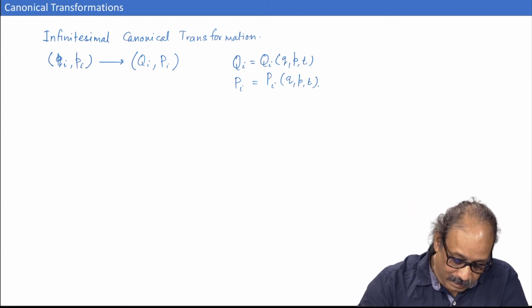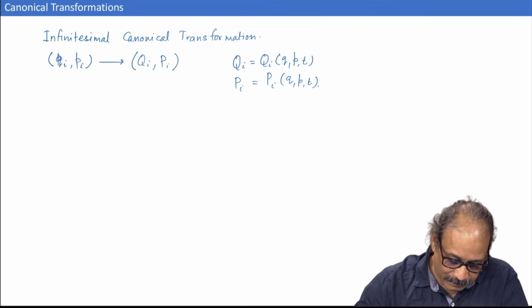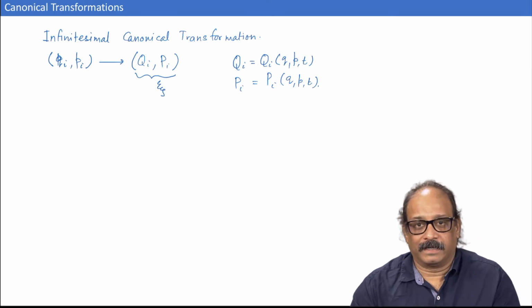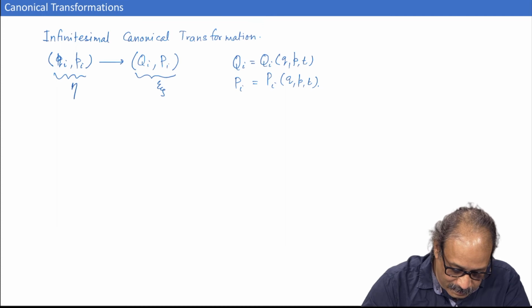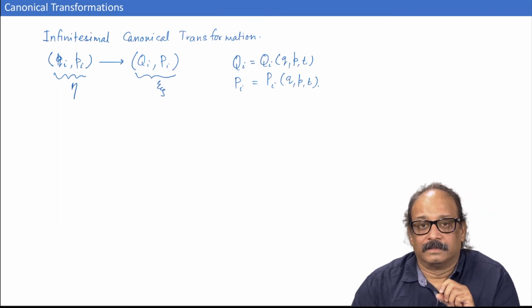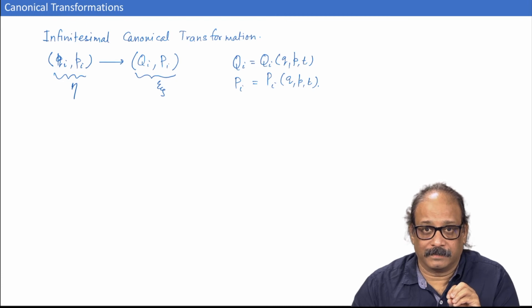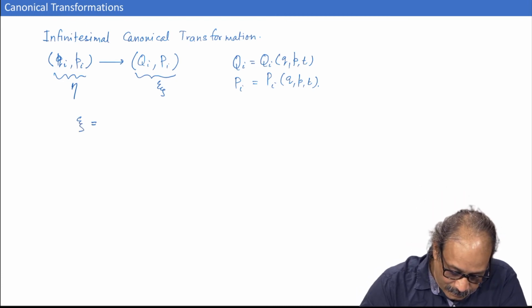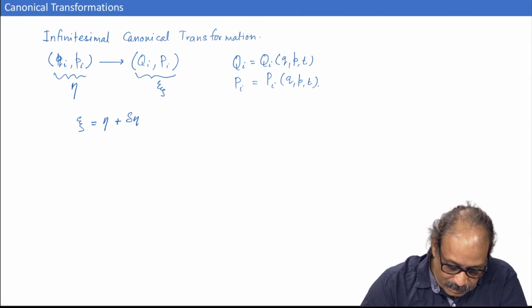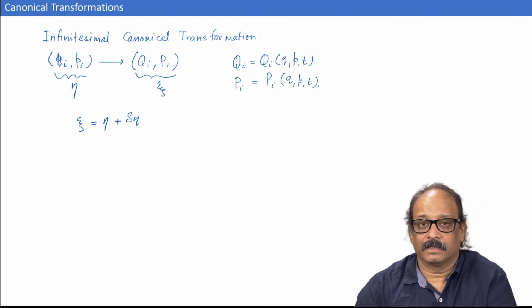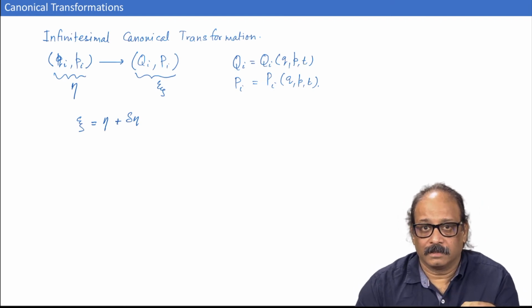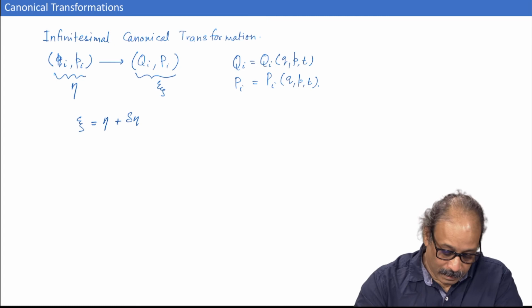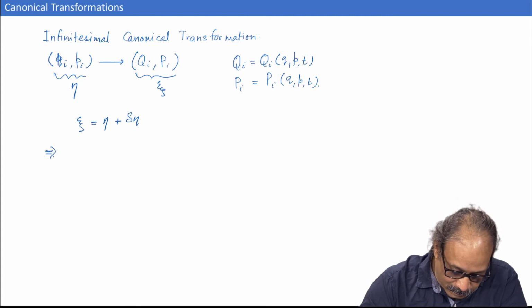That means, the new set here, which I am going to denote by the matrix notation xi, and the old set here eta, they differ by only an infinitesimal. That means, xi is equal to eta plus some small deviation delta eta. Okay. So, there is an identity transformation, we are very close to the identity transformation, the change that will happen will be very small. Okay. So, let me start doing this.